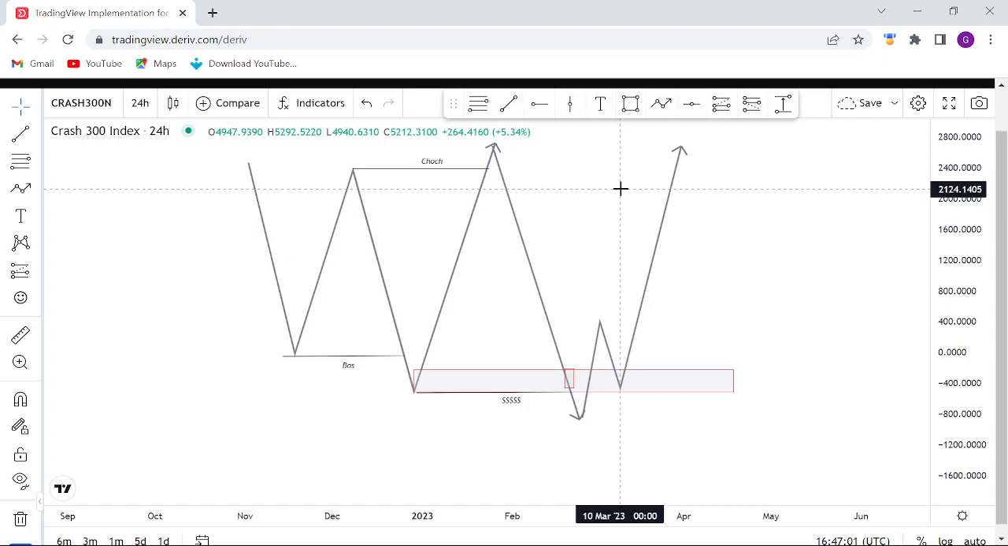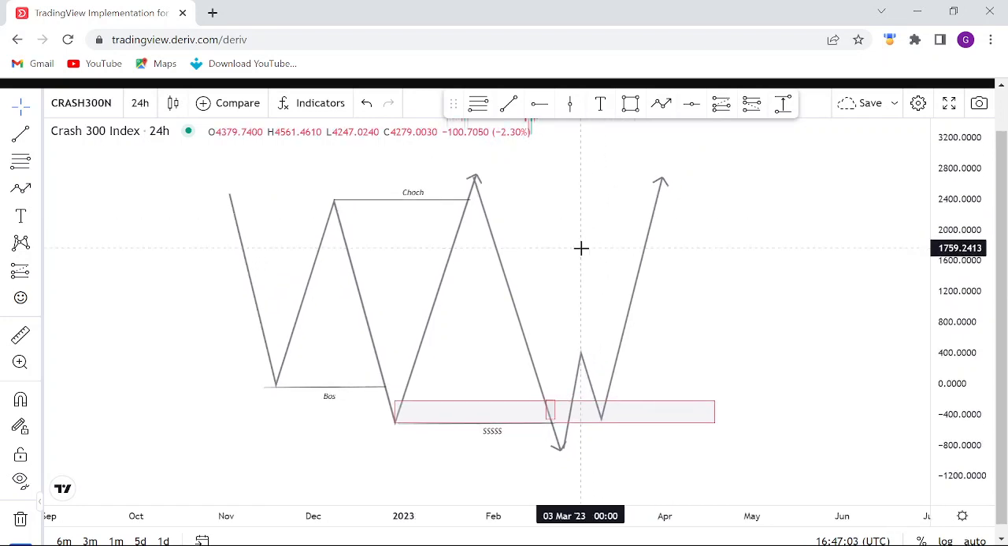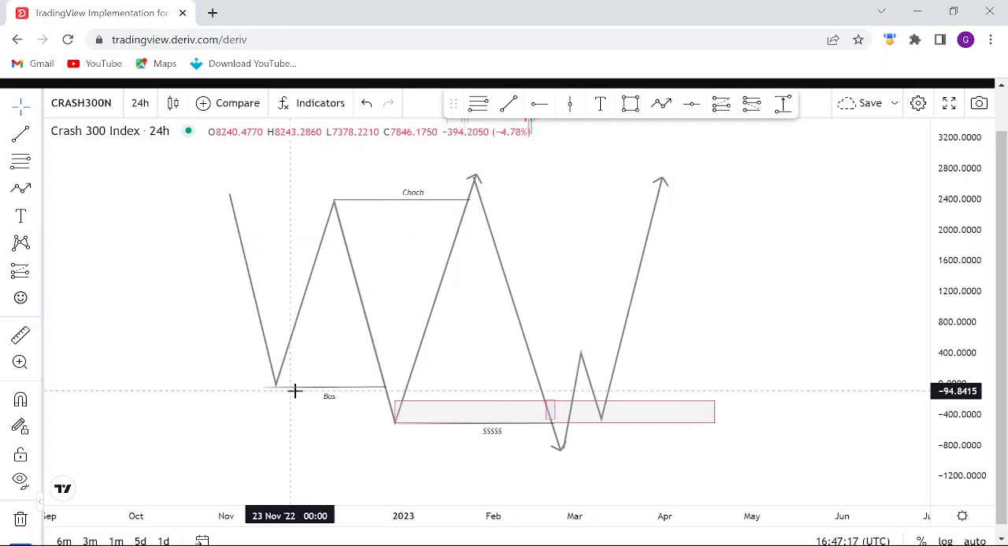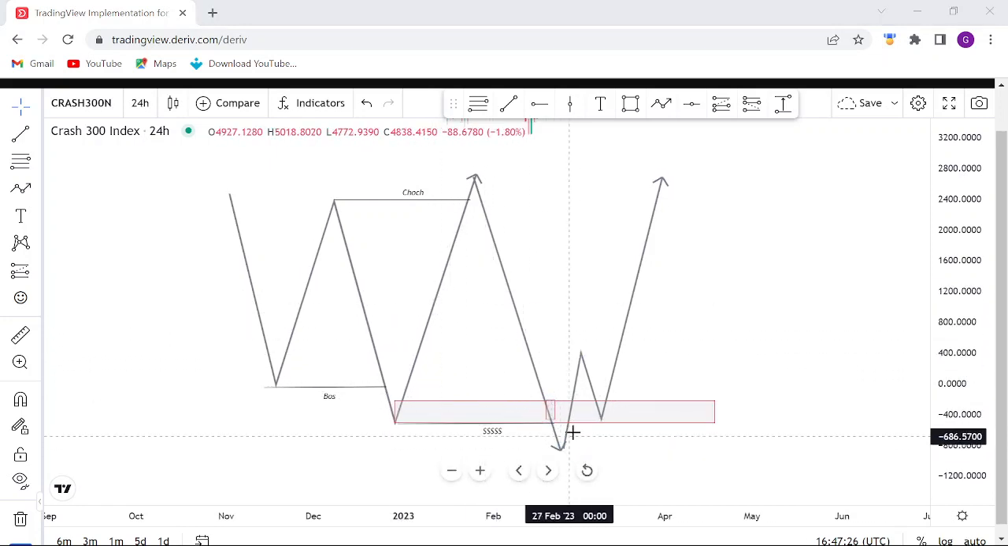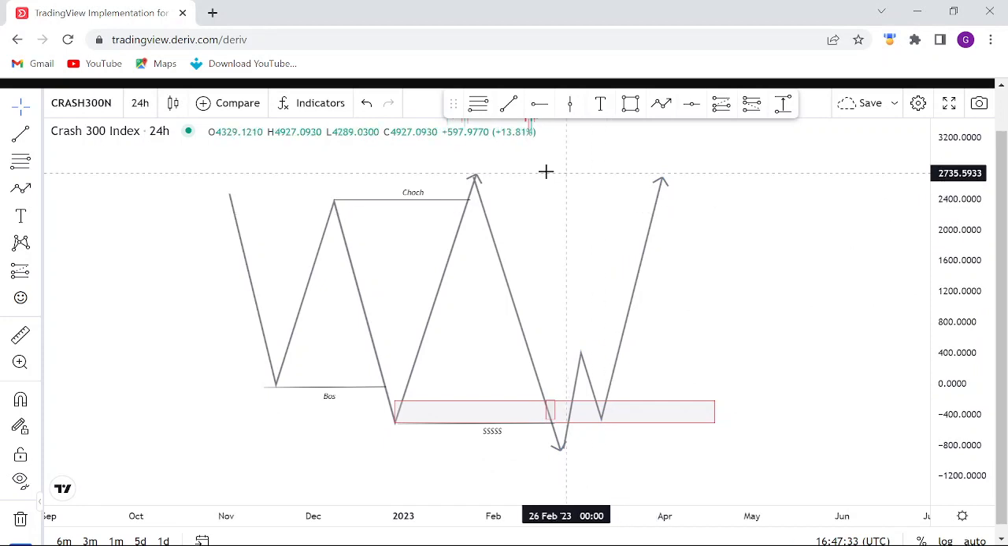Now, you can save this picture and relate it to what we are seeing on your screen. With time, you are going to understand better. This is a break of structure. This is a change of character. You are having your zone here. Then it broke it a little. Then it came back inside your zone, retested it, and kept going in your direction.